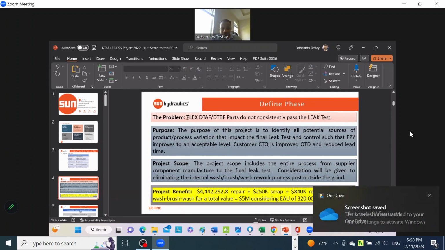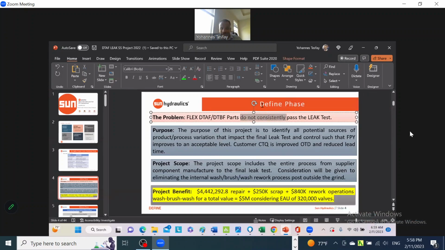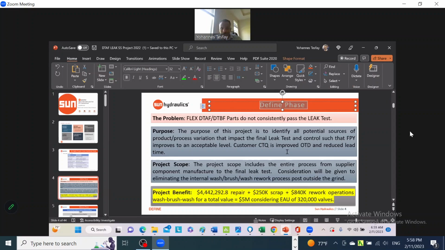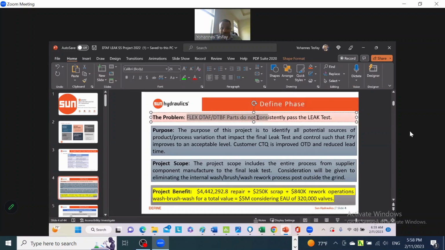Then, as you see here, the problem is this is a define phase. So the flex parts do not consistently pass the leak test. So the purpose is to identify potential sources of process variation. You see, this is what I told you earlier.